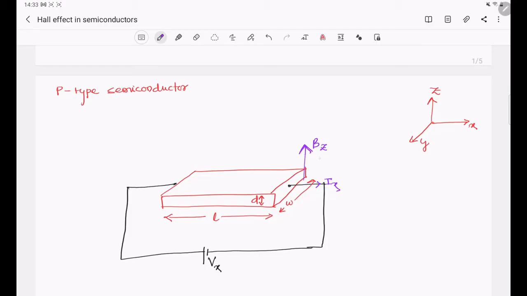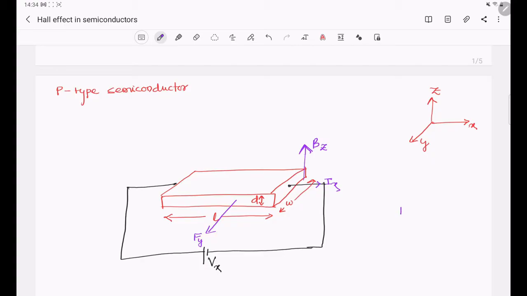According to Fleming's left hand rule, if your current direction is shown by your middle finger and the direction of the magnetic field is shown by the index finger, then the direction of force will be shown by your thumb. Here the force will be experienced in y direction. Suppose this is a p type semiconductor.